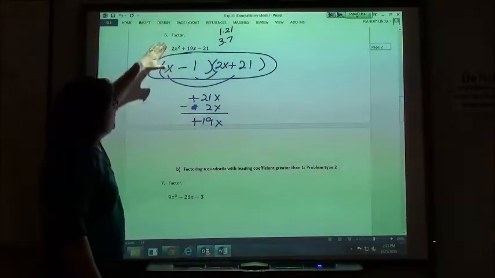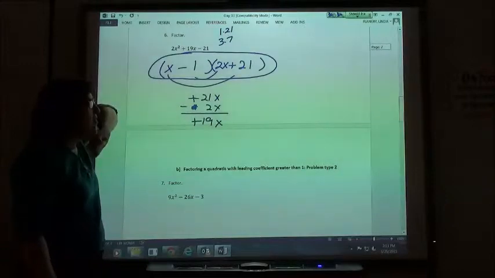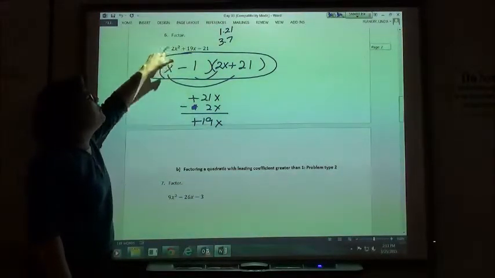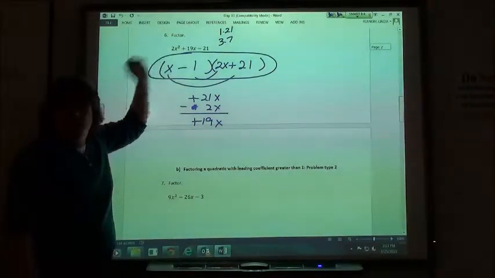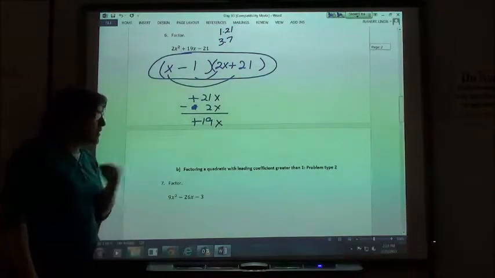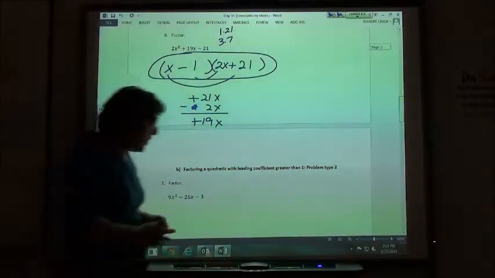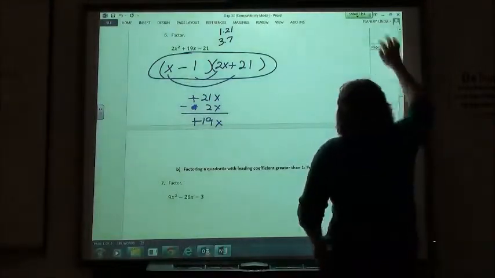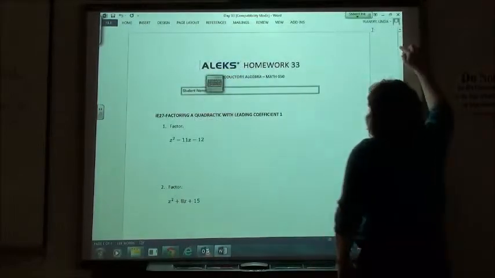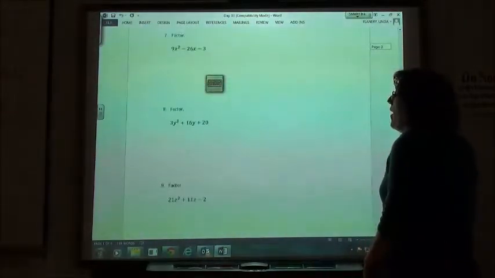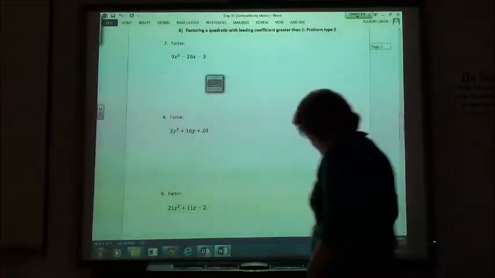Now these ones we're factoring with a leading coefficient greater than 1, type 1, because they gave you nice prime numbers that only had one pair of factors. Now we're going to do problem type 2, which are going to be a little bit harder, because now we might have more than one choice for our factoring of our leading term.